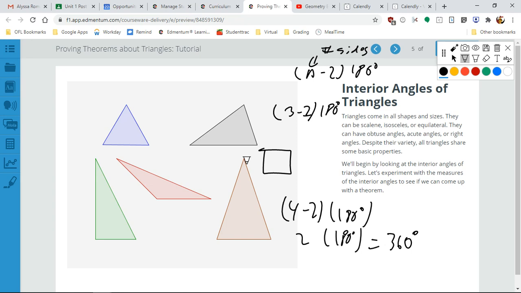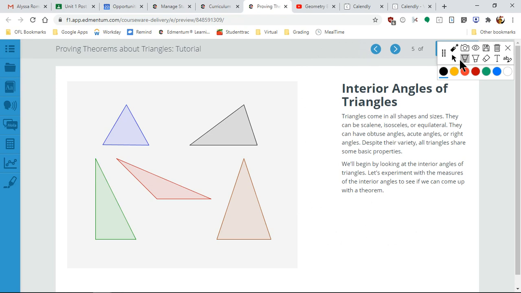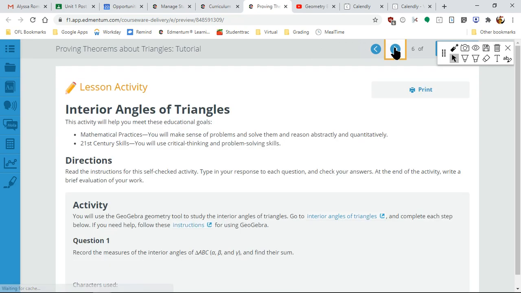Just remember a triangle has 180. So if you add another side, you're adding another 180. If you add another side, you add another 180. That's the main idea: every time you add another side, you're adding 180. So we're going to probably prove that right now.